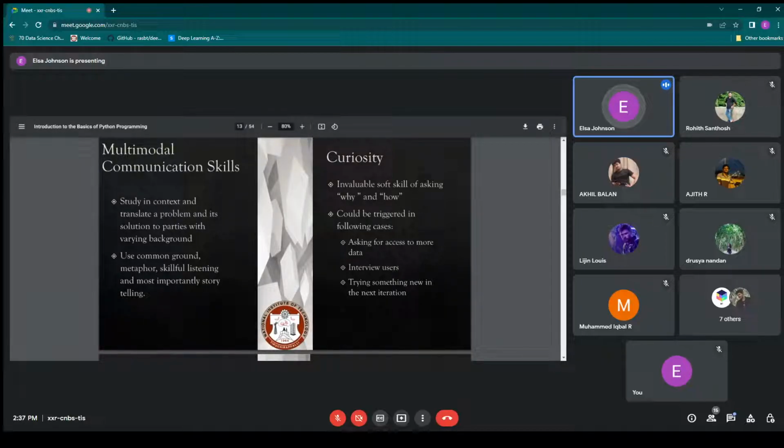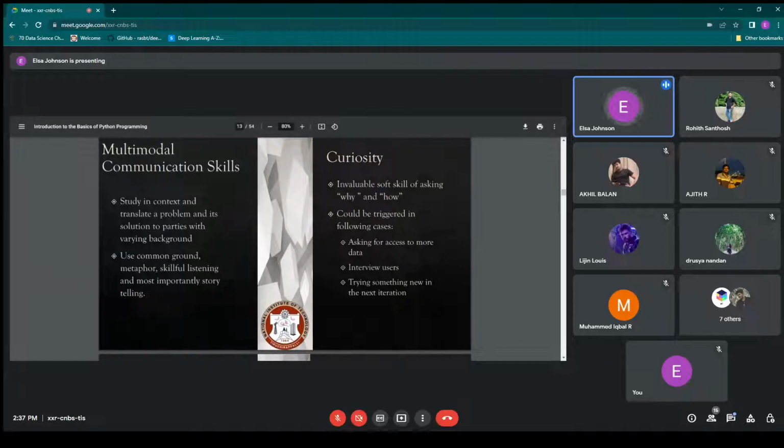So you should have the communication skill of speaking with your higher authorities and managers, to convey and convince them. And you should also have the technical acumen to speak in terms of the engineers and technicians present there. So that is what is meant by multimodal communication skills.